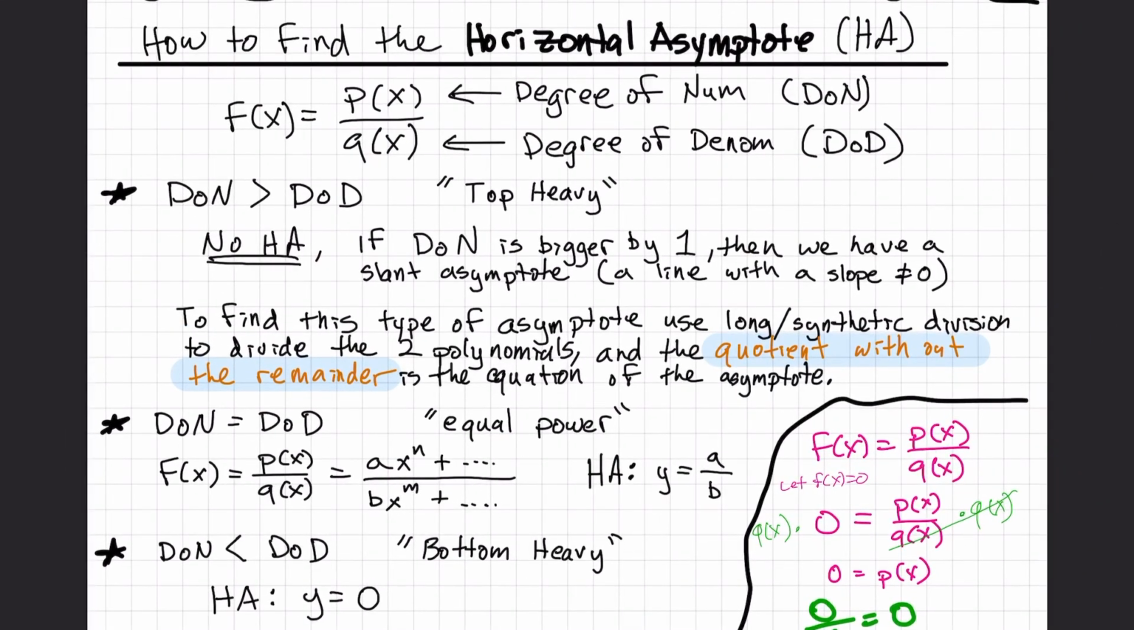If it's top-heavy, it's going to be potentially a slant asymptote, and we have to do some division. If they're equal powers, then you look at the leading coefficients. And bottom-heavies are easy, nice big old bottom. We end up with just y equals 0.